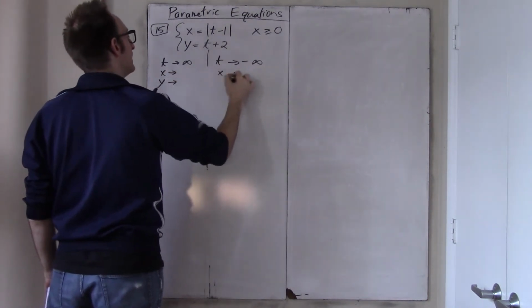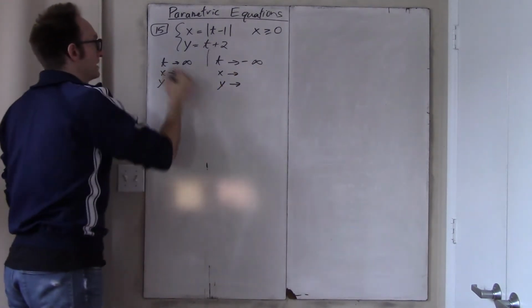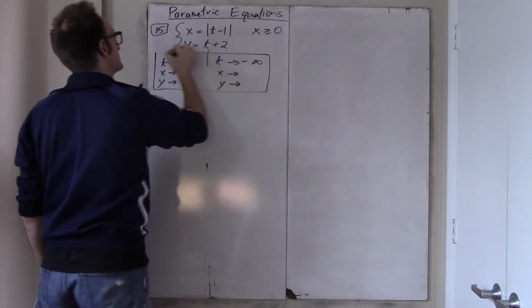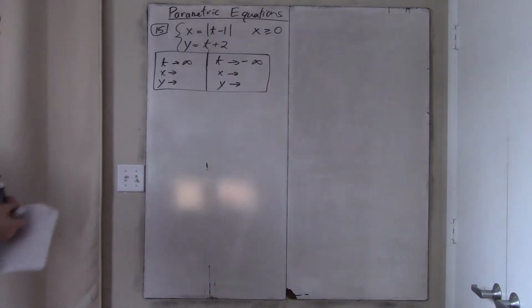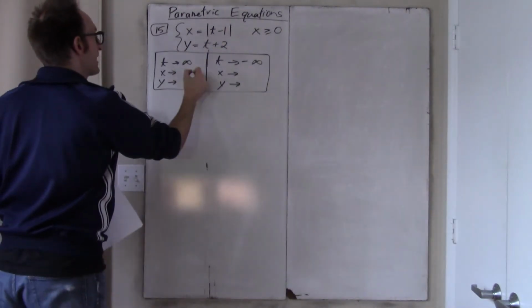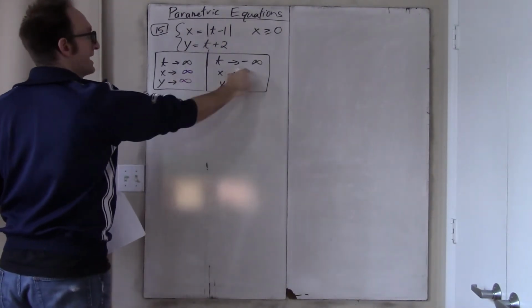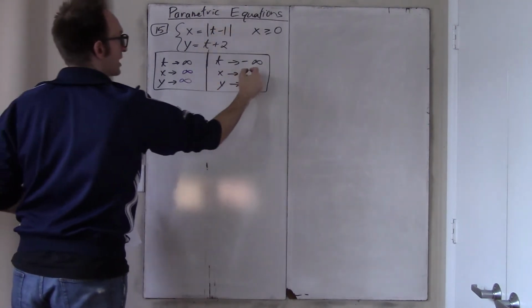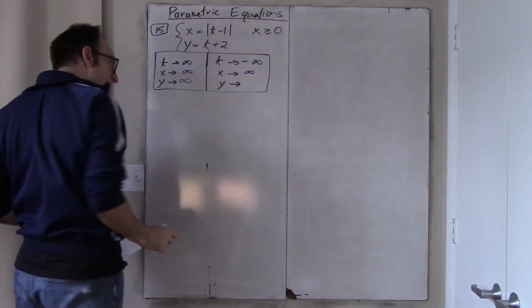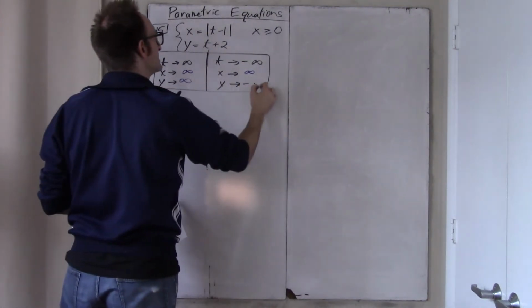Yeah, here it is. Let's do it. As t goes to infinity, both x and y are going to infinity. And as t goes to negative infinity, x is still going to go to positive infinity because we're taking the absolute value of it. Y is going to go to negative infinity.